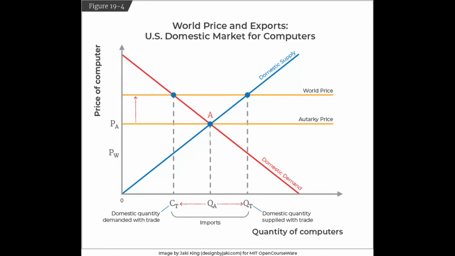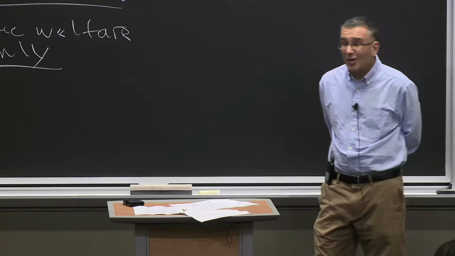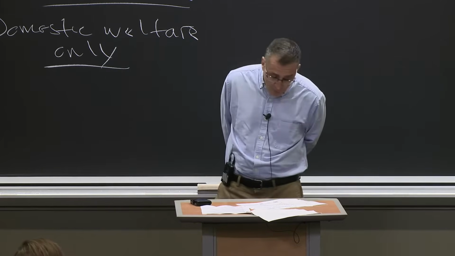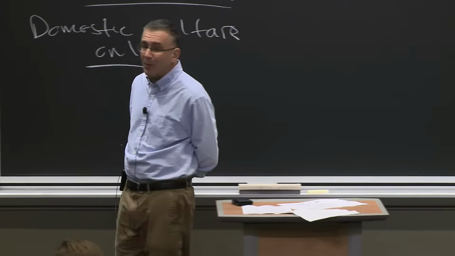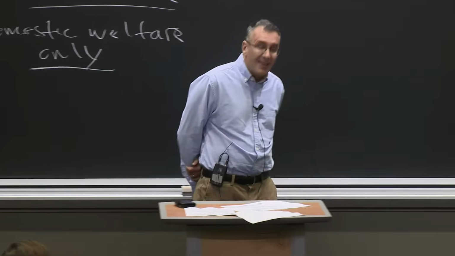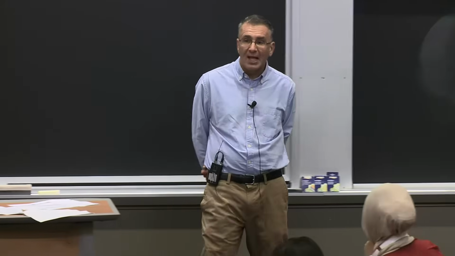What does this mean? Well, at the higher P sub W, domestic consumers want fewer computers. They used to be able to buy computers at P sub A. Now they have to pay P sub W because they're competing with consumers around the world. Okay? So they have to pay more, so they want fewer computers. Their demand for computers falls from QA to CT. What about domestic producers? Well, now they're getting a higher price, so they want to make more computers. So their production rises from QA to QT. So you now have consumers consuming much less than producers are making. So the producers send the rest abroad, and that's exports.